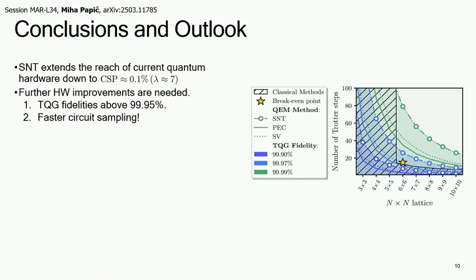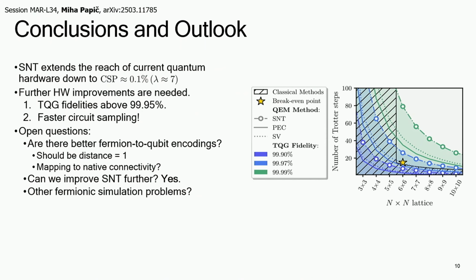But there are additional hardware improvements that we would like to see, namely in terms of how many circuits we are able to sample within a certain amount of time. There have been some recent improvements in that regard. There are a couple of open questions still. What is the optimal fermion to 2-qubit encoding to use? We know that it should be low distance, for error mitigation purposes at least, and it should map natively to the connectivity of your device.